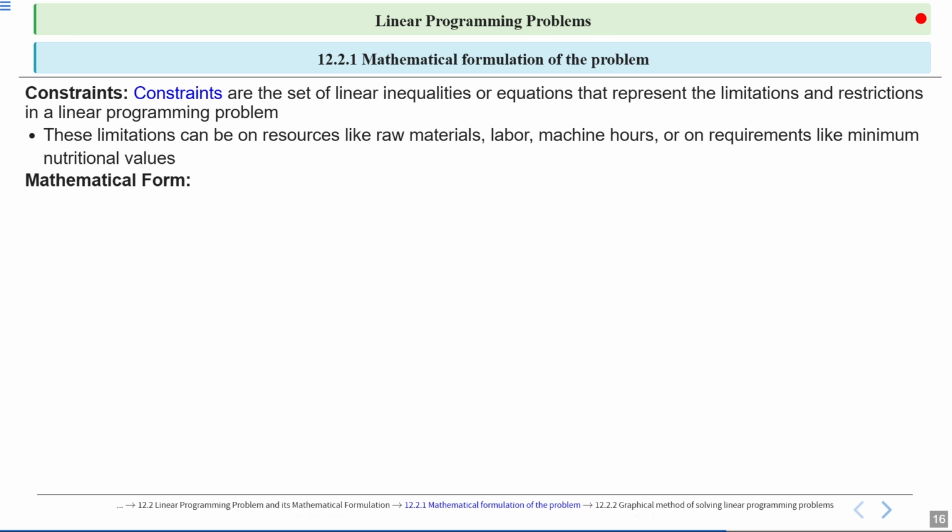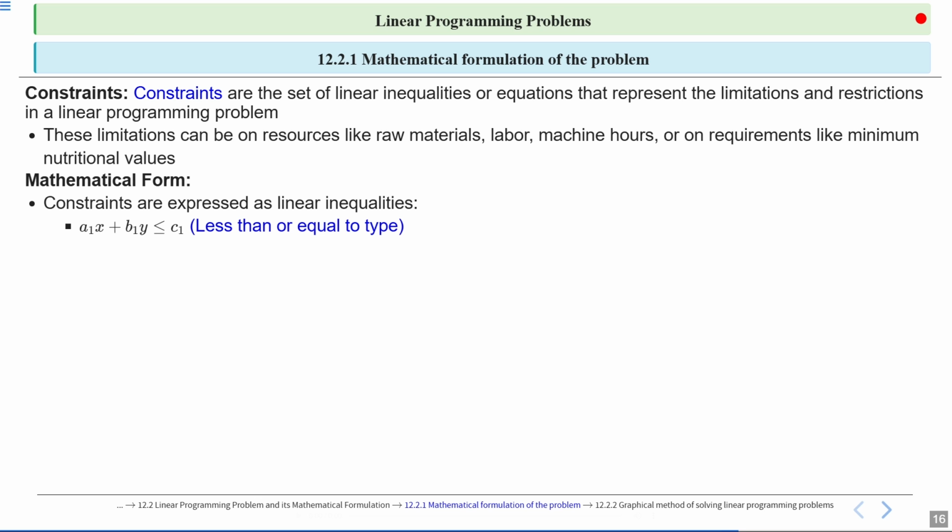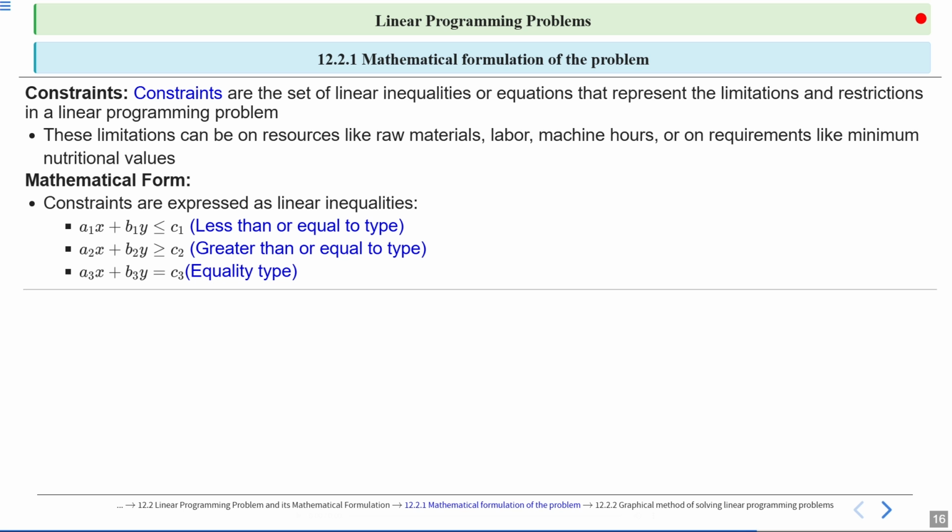So now we will look at the mathematical form of constraints. So constraints are expressed as linear inequalities. So a1x plus b1y is less than or equal to c1, this is the less than or equal to type constraint. And a2x plus b2y is greater than or equal to c2. This is the greater than or equal to type constraint. a3x plus b3y equals c3. This is the equality type constraint.